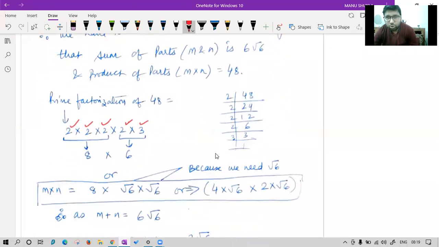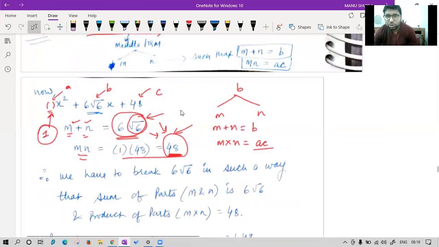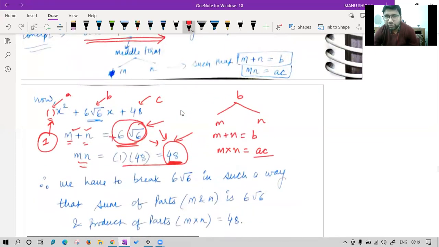That's why I took this 2 into 3 as 6 and wrote this 6 as root 6 into root 6 and this as 8. After that, things were easy for me. I broke this as 4 and 2 and I gave this 4 to root 6. I gave this 2 to root 6 and I got the numbers as 4 root 6 and 2 root 6. I knew that both numbers should be positive. Why both are positive? Because the sum is positive and the product is positive. That means m is positive and n is positive.